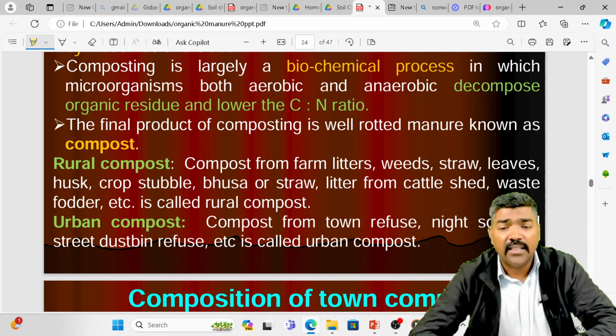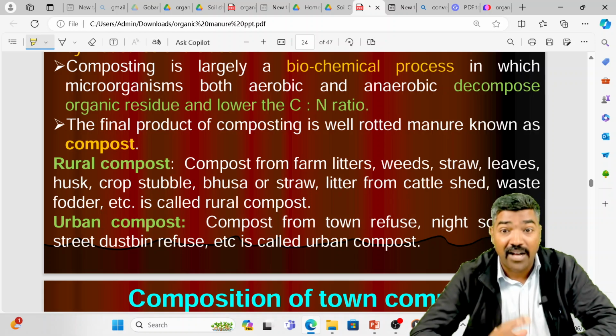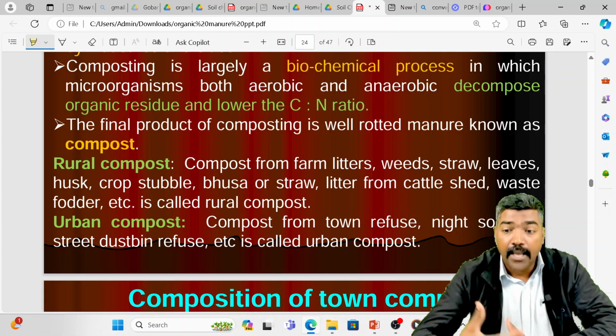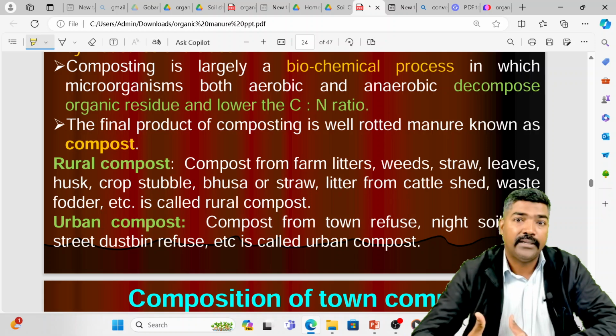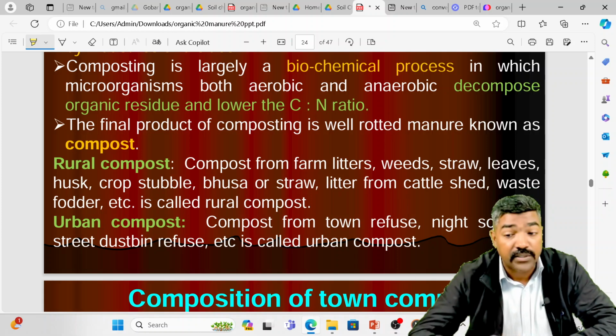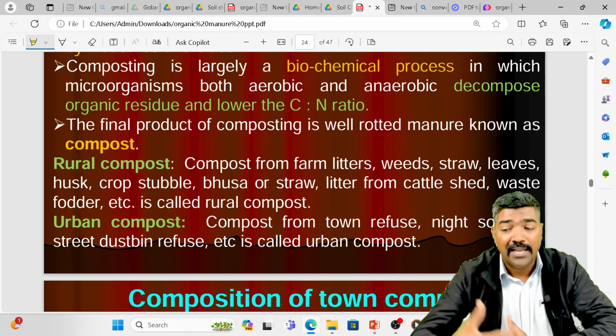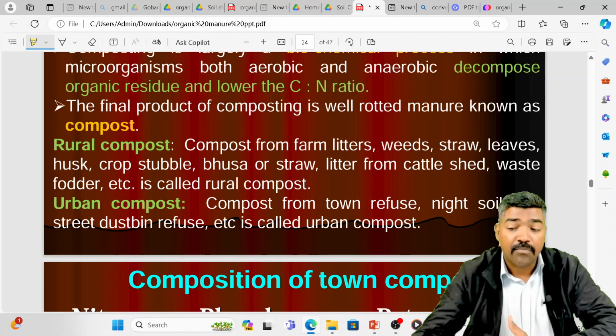Now you can see there are the rural compost and the urban compost. What is the rural compost? Compost from farm litter, weeds, straw, leaves, husk, crop stubble, bhusa or straw, the litter from the cattle shed, and the waste fodder is called rural compost. Whereas the urban compost is compost from town refuse, night soil, and the street dustbin refuse.